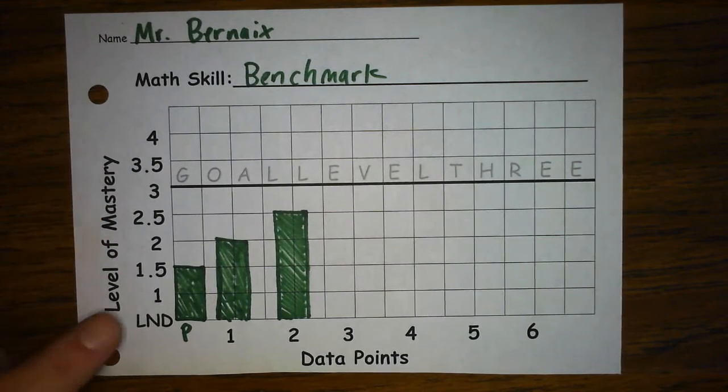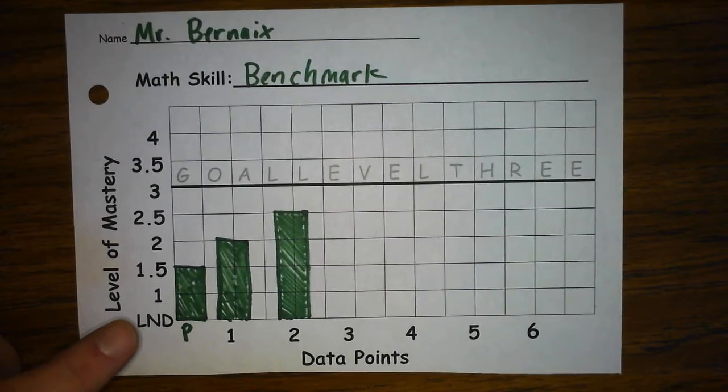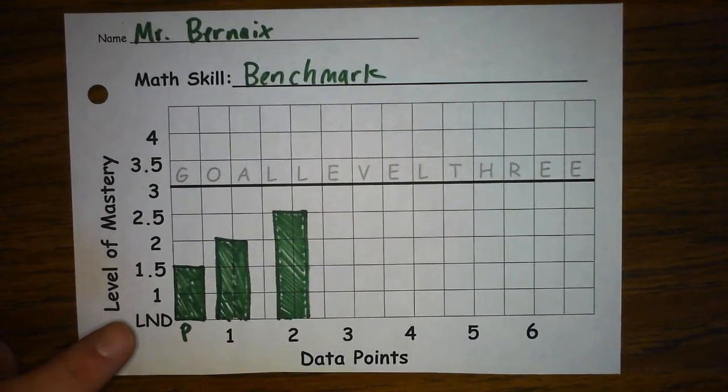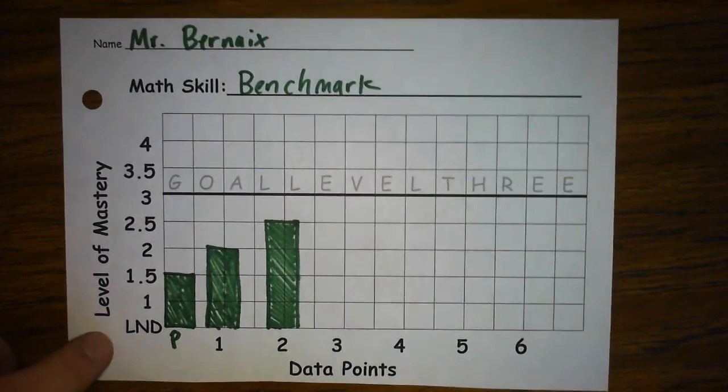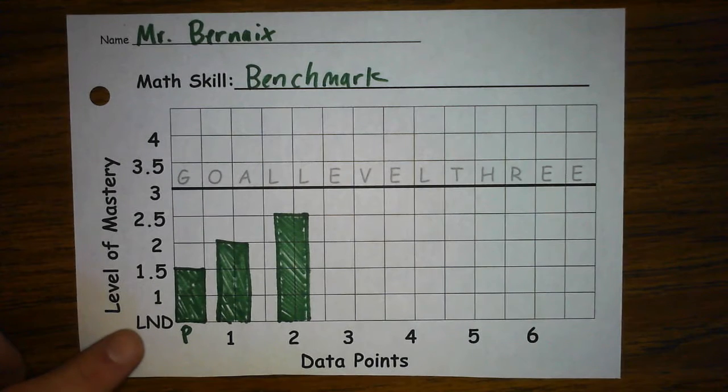L&D means level not determined. So if you're someone who for some reason did not take one of the benchmarks, like you weren't in the school yet, or you had a long-term absence, you'll be in L&D, so you just won't graph that particular benchmark.